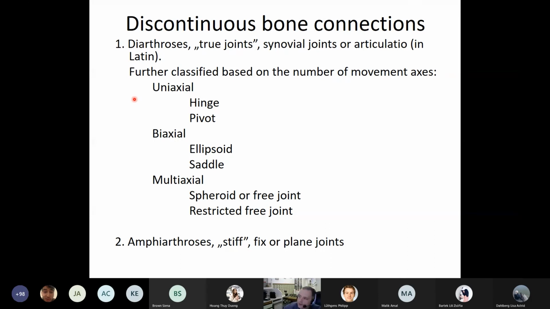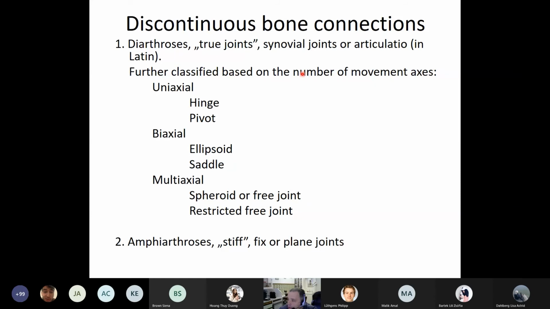I told you that we have the continuous ones, and those were the synchondrosis, syndesmosis, and synostosis. And now we come to the true joints, also called diarthrosis or synovial joints. And Latin books use the term articulatio. And these joints have a true gap. This is what I was talking about: what parts does a joint in general have? And now let's classify them. How to classify the joints is the question.